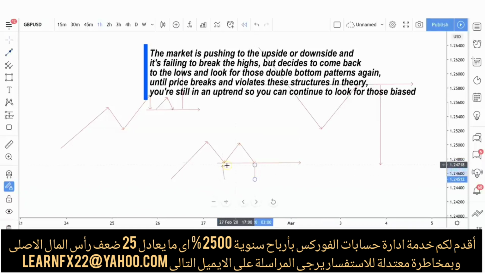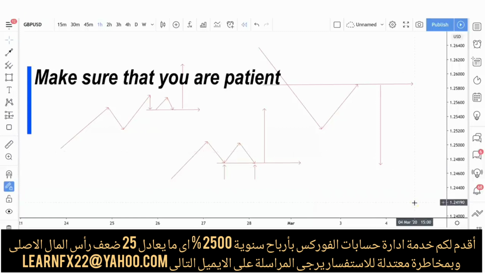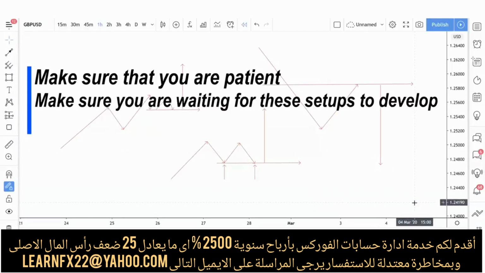Again, until price breaks and violates these structures, in theory, you're still in an uptrend, so you can continue to look for those buys. So I hope this was useful. As I always say when trading, make sure that you are patient, make sure you are waiting for these setups to develop, and most importantly, trust the process.